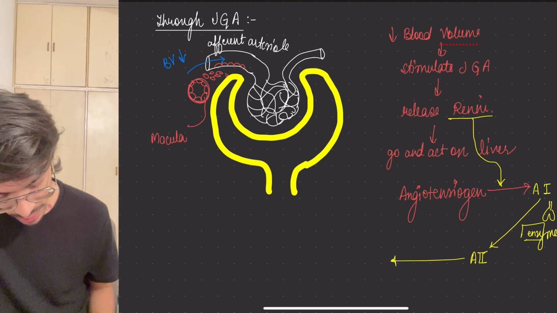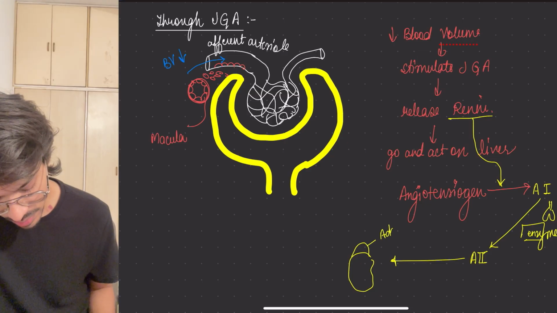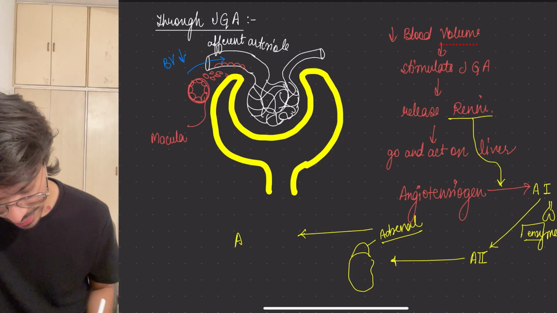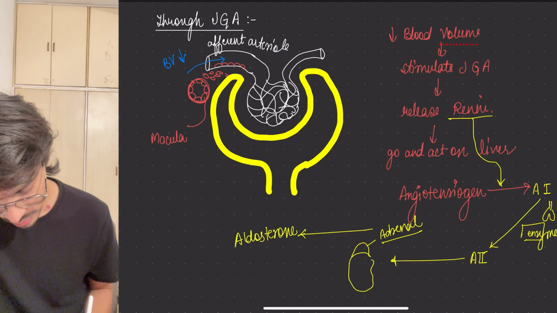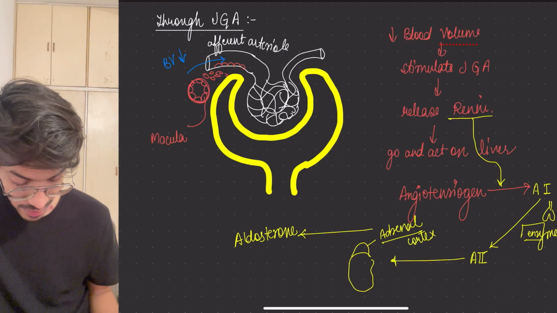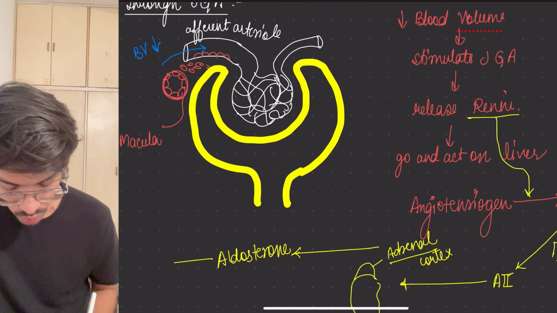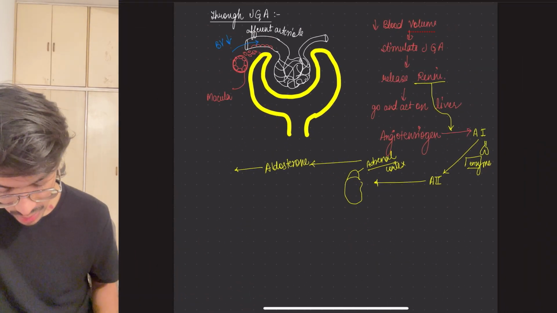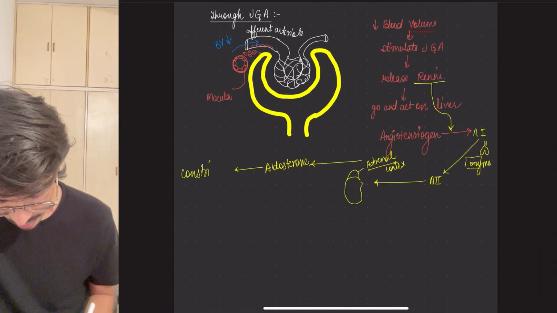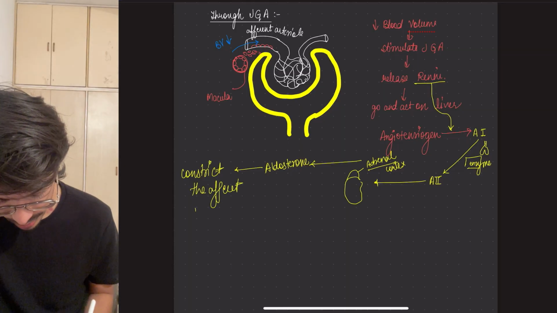And it will act on what? It will act on the adrenal medulla, sorry, not medulla, the adrenal cortex, and it will release aldosterone. What will this aldosterone do? It will constrict the afferent arteriole.